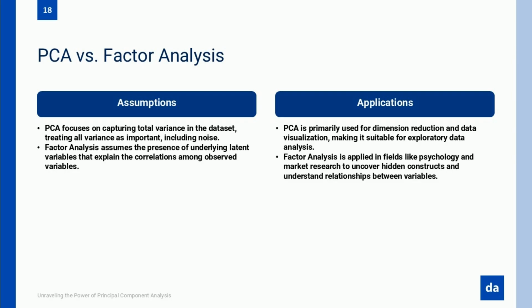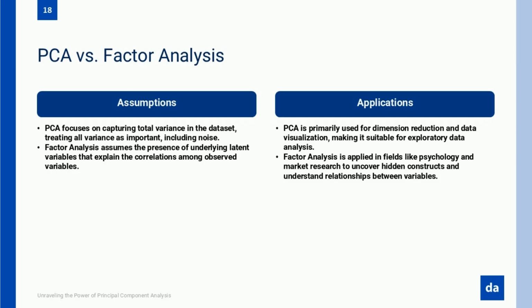The noise sensitivity of these techniques also differs significantly. PCA captures all variance in your data, including measurement errors and unique variance specific to individual variables. Factor analysis, by design, separates common variance from unique variance and error, making it less sensitive to outliers and measurement issues. A practical decision framework might look like this.